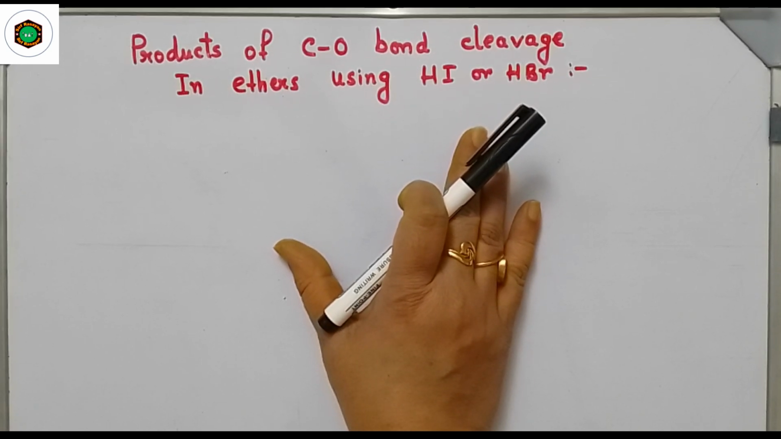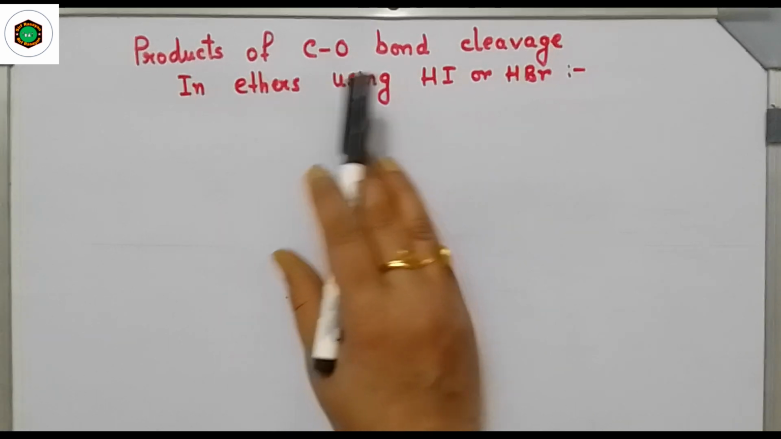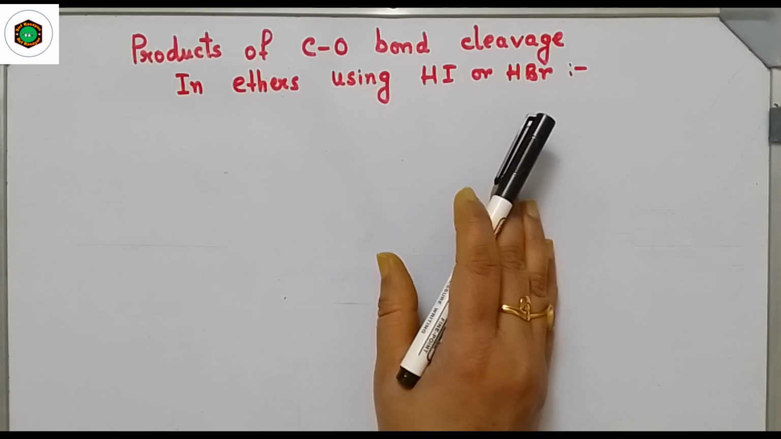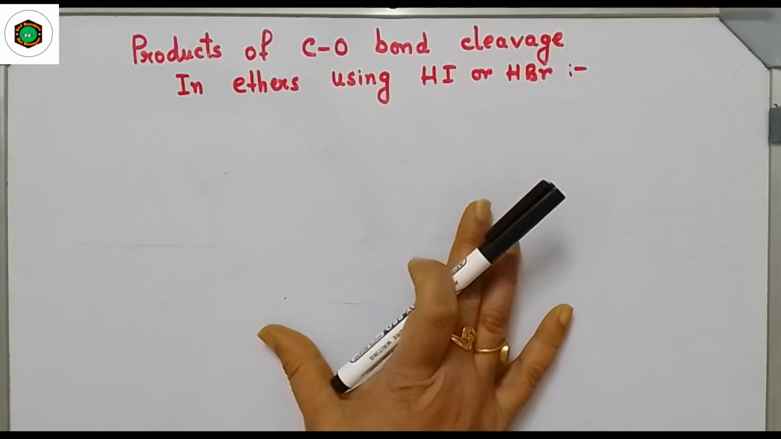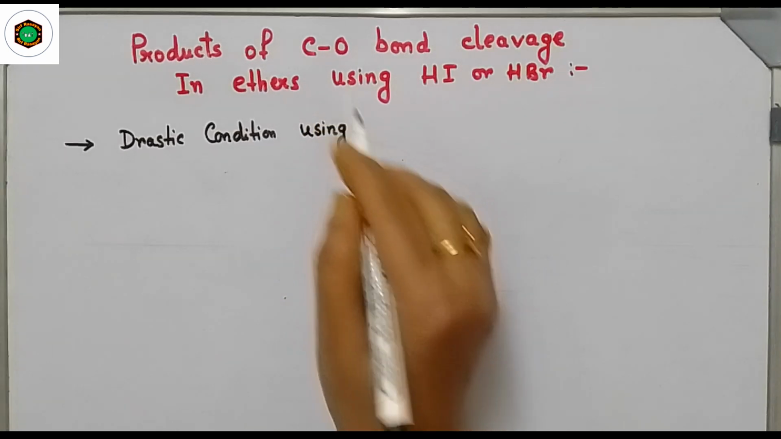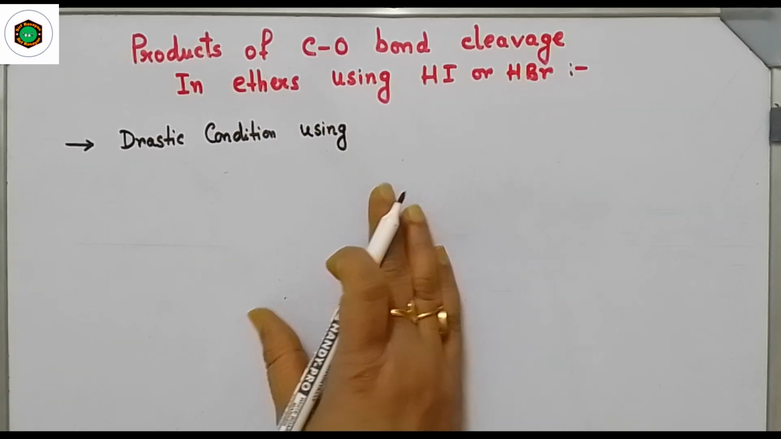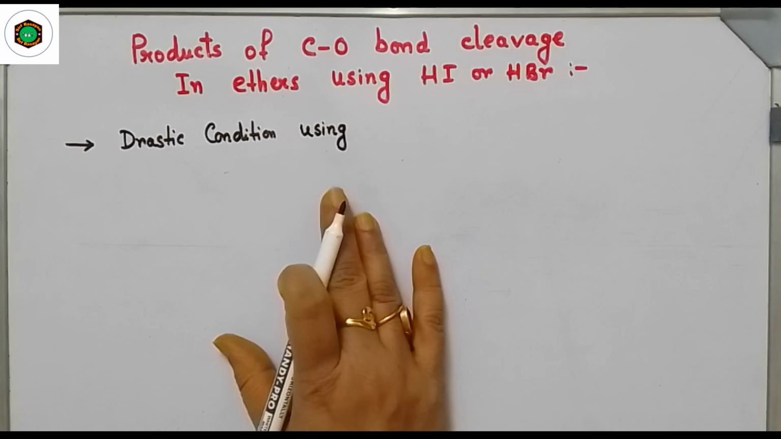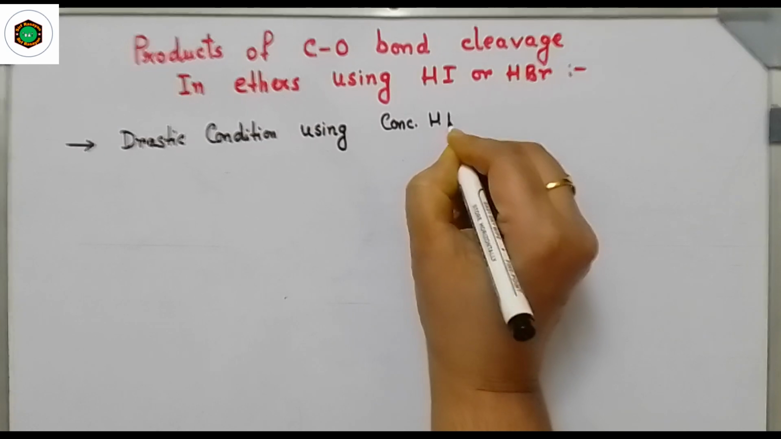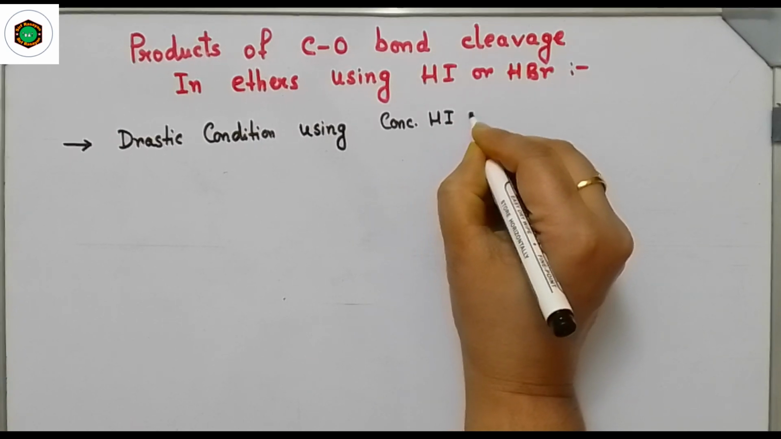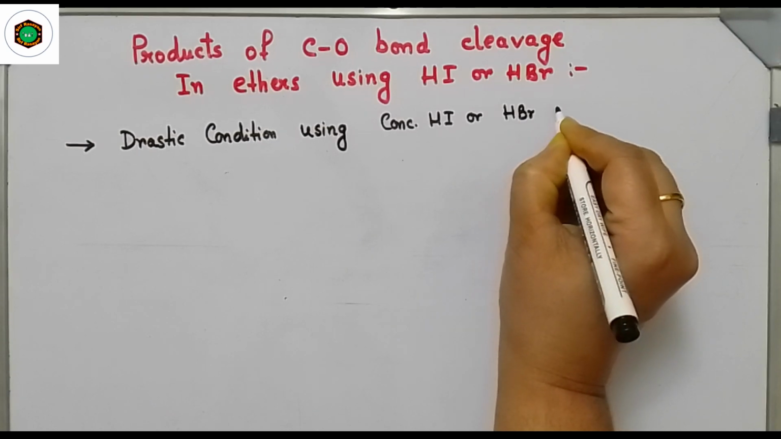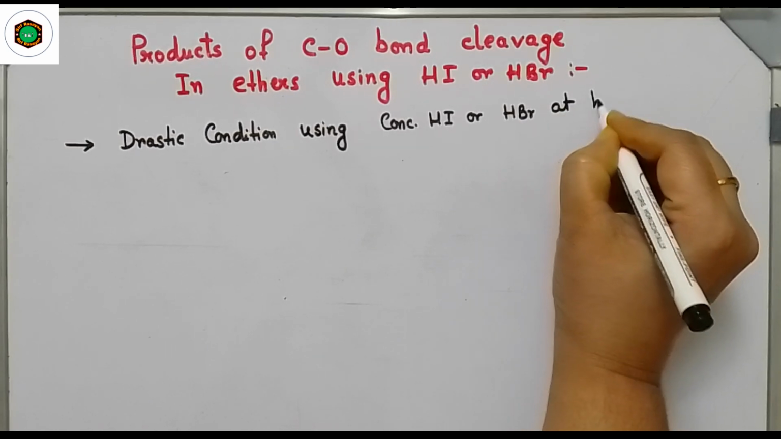In this lecture, I am going to explain products of C-O bond cleavage in ethers using HI or HBr. Now see, ethers are the least reactive of the functional groups. The cleavage of the C-O bond in ethers takes place under drastic conditions using concentrated HI, hydroiodic acid, or concentrated HBr, hydrobromic acid, at high temperature.